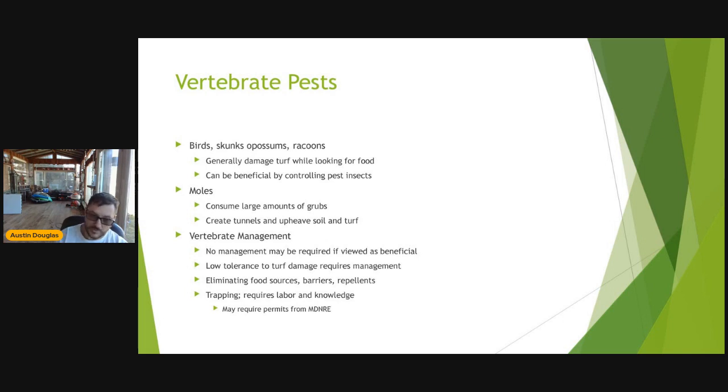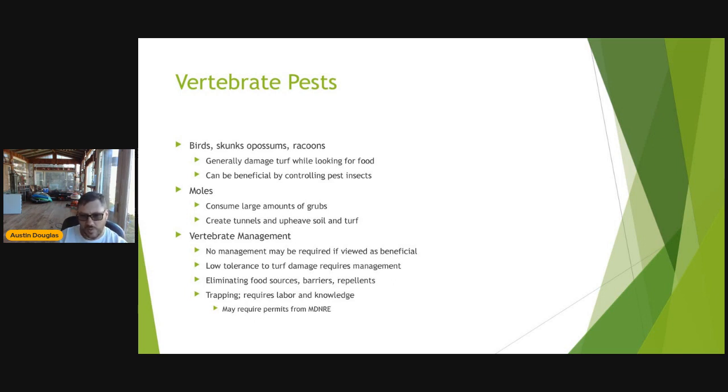We also have moles. Moles are going to consume a large amount of grubs underground, but they create tunnels and upheave the soil and turf. So a good indicator that you have a lot of grubs is if you have a lot of mole tunnels. If you have a lot of mole tunnels, you probably got grubs. How do you get rid of the moles? You reduce the food sources, right? It just makes sense. You reduce the food sources and then those animals stop looking there. They go somewhere else because they need to find food.